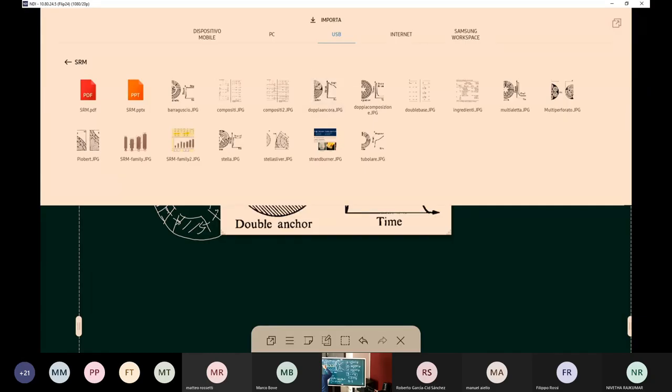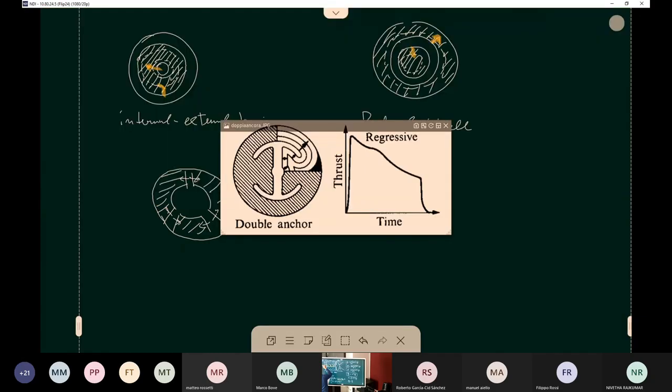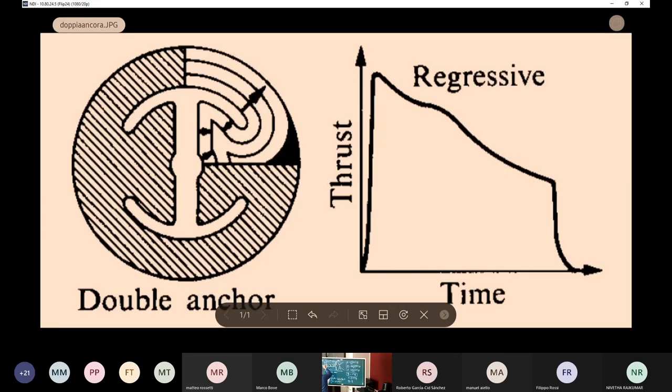And this is double anchor, not a shape. And you see that this is a regressive grain with a complex geometry evolution, you see here. The evolution at different times. And in fact, the overall surface available will decrease in time.